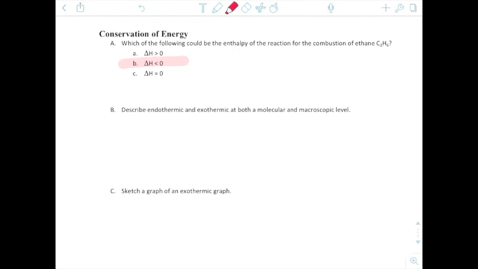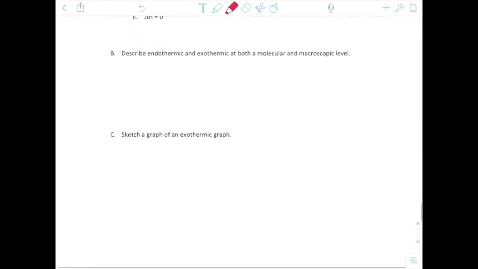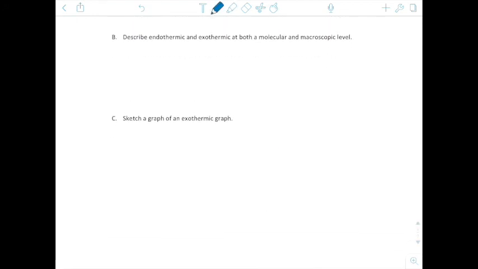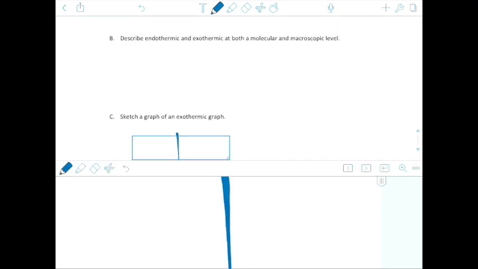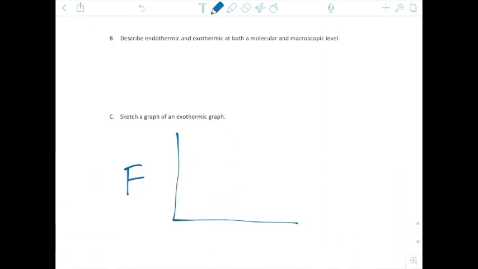Sketch a graph of an exothermic reaction. When we set up a graph, we'll have our energy diagram where we have energy, and we'll start off very high here, and then go down, and then level off. And so we'll have our delta H value. It will obviously be negative. We see that the energy will have gone down.